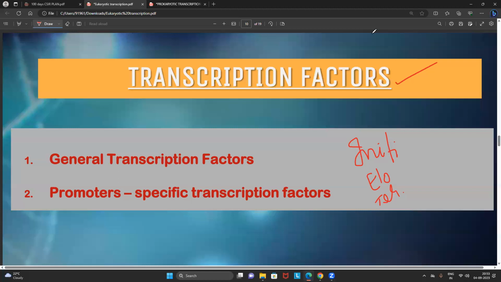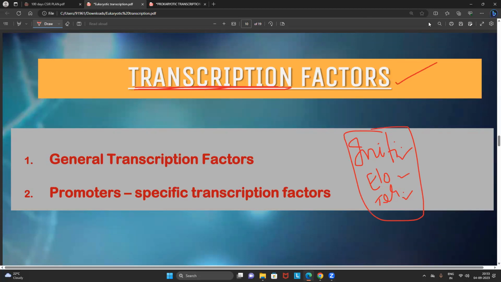It is not at all simple like prokaryotes. In prokaryotes, it's very, very easy. Here it's very difficult. Now all the students remember, they can ask a question directly in the exam. What question can they ask? Which of the following proteins will control all the transcription process? In other words, which of the following proteins will control initiation, elongation, and termination in eukaryotic transcription? Who will control? Transcription factors will control. They'll control all the 3 steps.